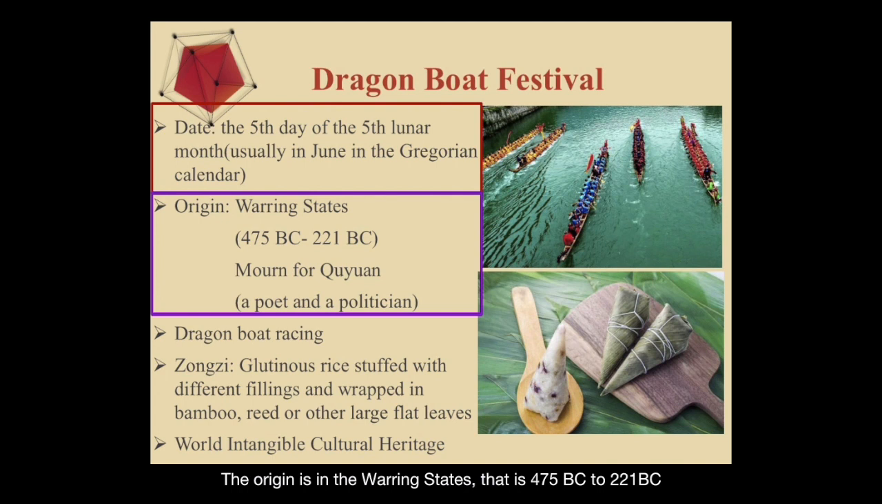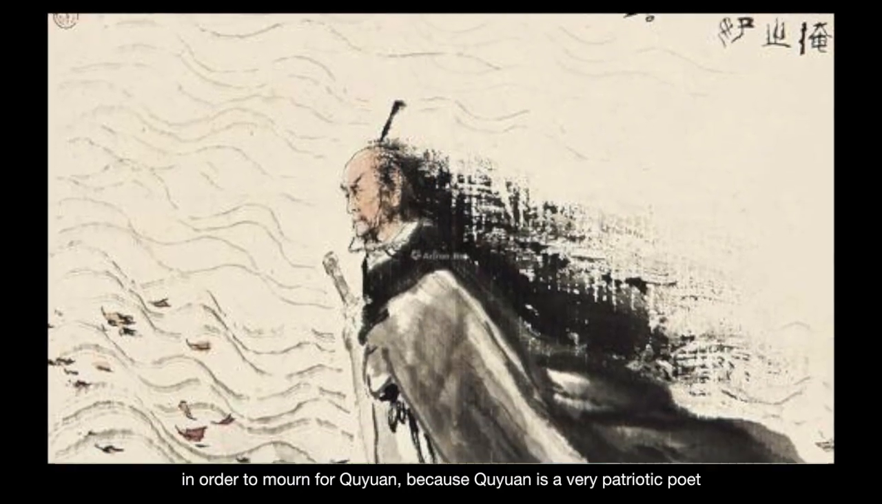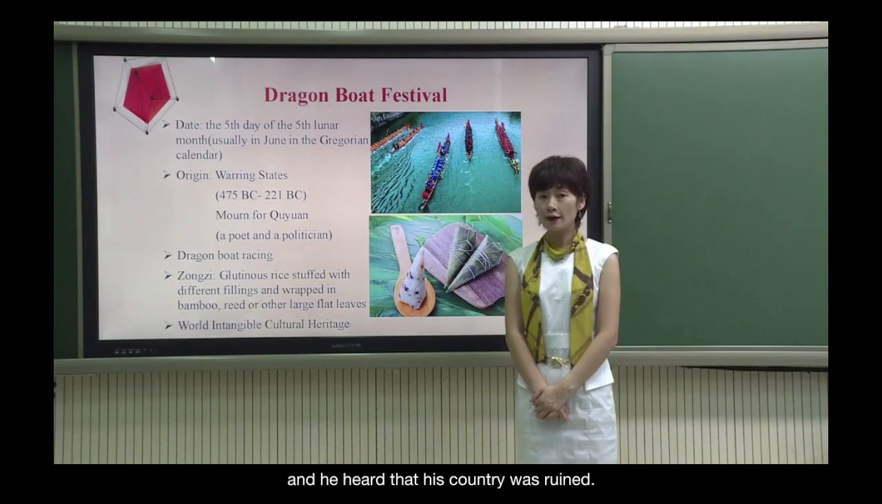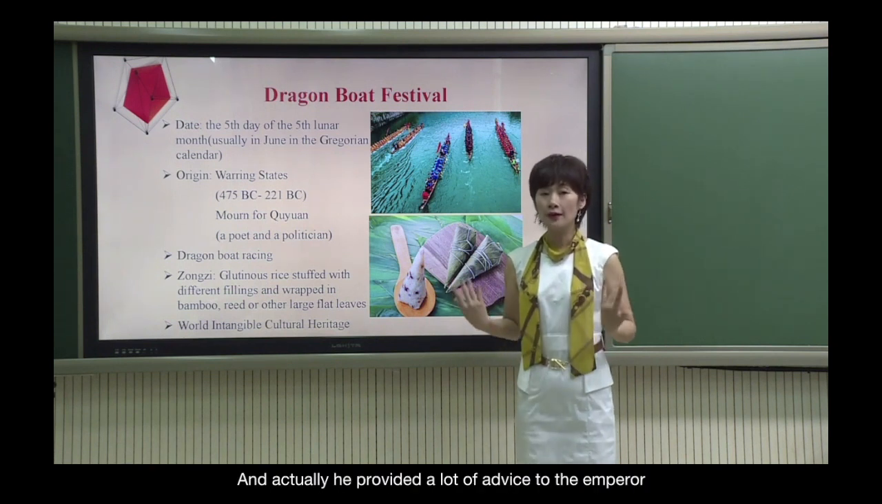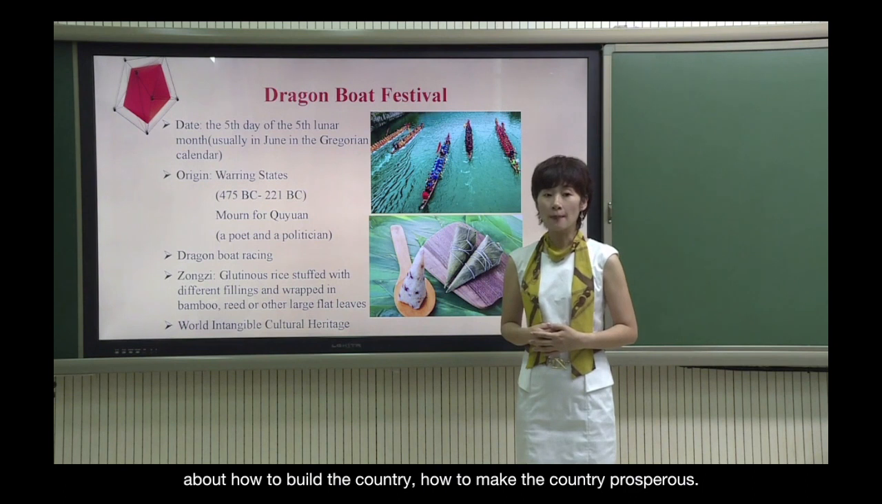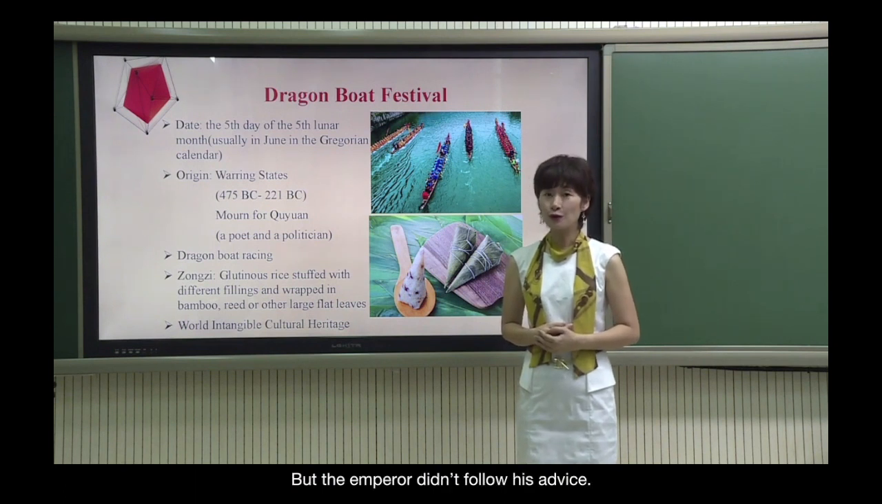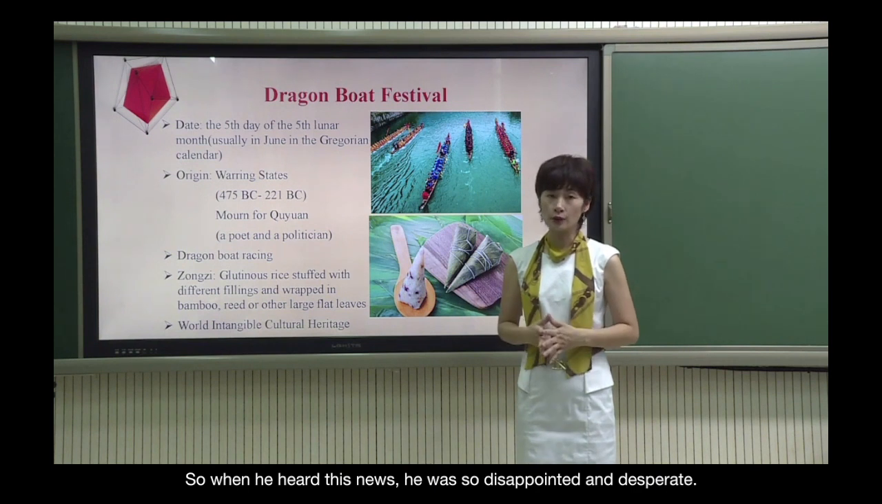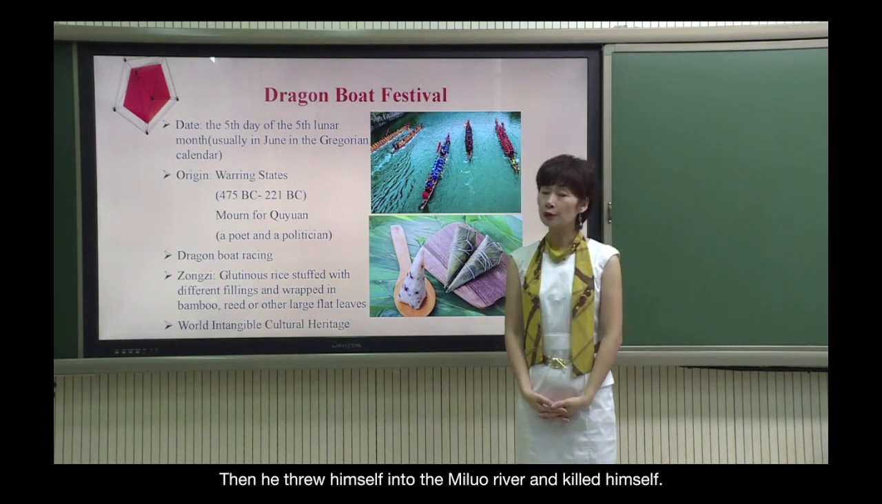The origin is in the Warring States period, that is 475 BC to 221 BC, in order to mourn Qu Yuan, because Qu Yuan was a very patriotic poet. And he heard that his country was ruined, and actually he had given a lot of advice to the emperor about how to build the country and make it prosperous, but the emperor didn't follow his advice. So when he heard this news, he was so disappointed and desperate. Then he threw himself into the Miluo River and killed himself.